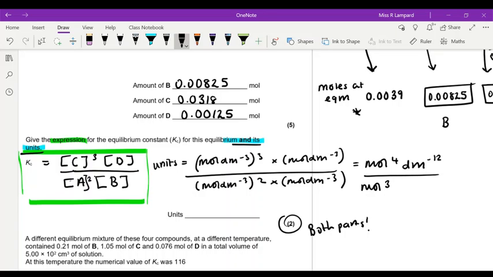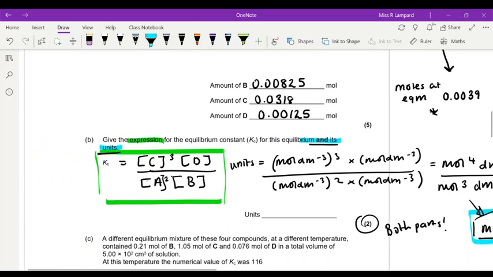Okay, so that's going to give us dm power of -9, and then remember we subtract them to simplify this expression, so that's going to give us mole, because we've done 4 minus 3, which gives us 1, minus 12, minus -9, so adding 9 is going to give us -3. So there are our units of Kc. There's your 2 marks there.